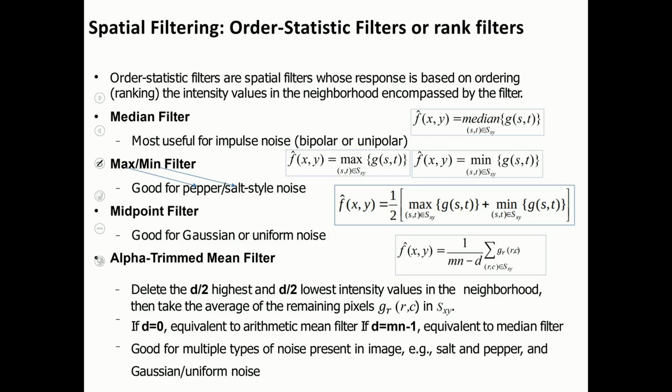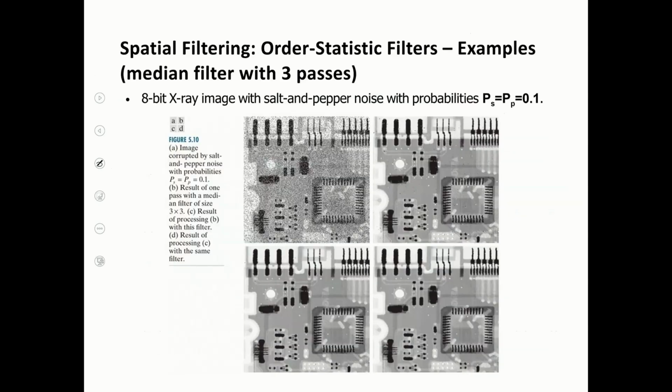Let's say D is 2, so I remove 1 point from the beginning and 1 point from the end. See what I'm saying? So I take the box, and inside the box I sort the intensity levels, take the minimum and maximum out, and take the average of the rest. Why am I doing this? Now I have two properties. One, I'm taking the mean to reduce the random noise, and I'm removing the max and min because of the salt and pepper noise. In this way, it serves both purposes.